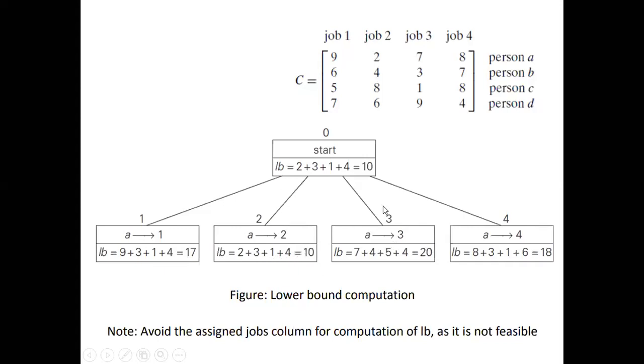Are you getting it? Fine. So the next alternative is to assign person A with job 3. If I assign person A with job 3, what is the cost? It is 7. So 7 plus. Now if you see, can I write 3 here? No, 3 is not possible because if I take job 3, I cannot assign job 3 to any other person. So this 3 cannot be written here. So instead of this 3, check for the next minimum value. After 3, the next minimum is 4. So I will write 4 here.